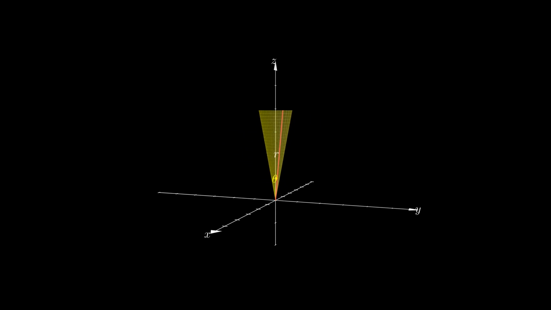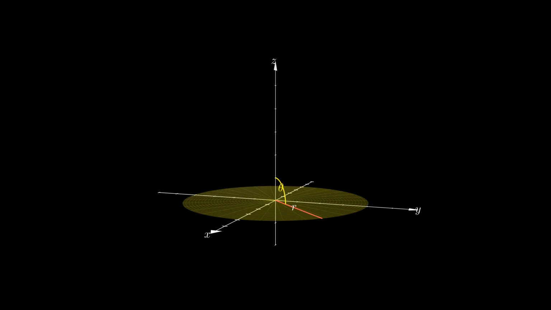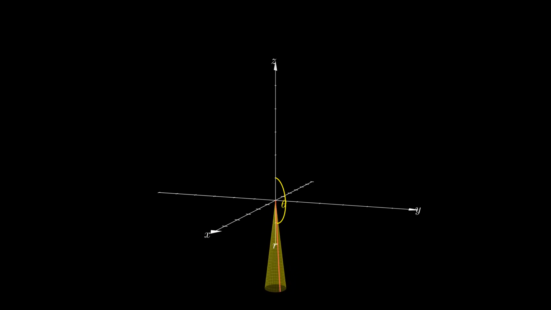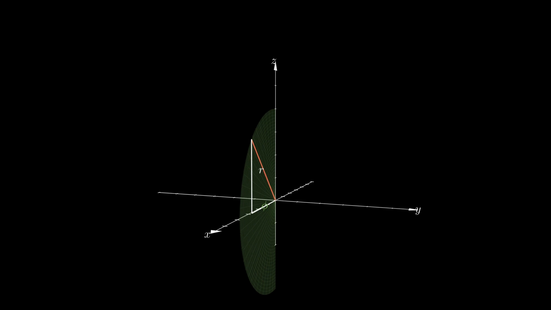For values of theta up to pi by 2, theta forms an upward facing cone. At theta equal to pi by 2, it creates a plane parallel to the xy plane. And for values greater than pi by 2, it forms a downward facing cone. Phi generates a semi-planar surface around the z-axis. This plane is oriented at an angle phi with x-axis, where phi ranges from 0 to 2 pi.